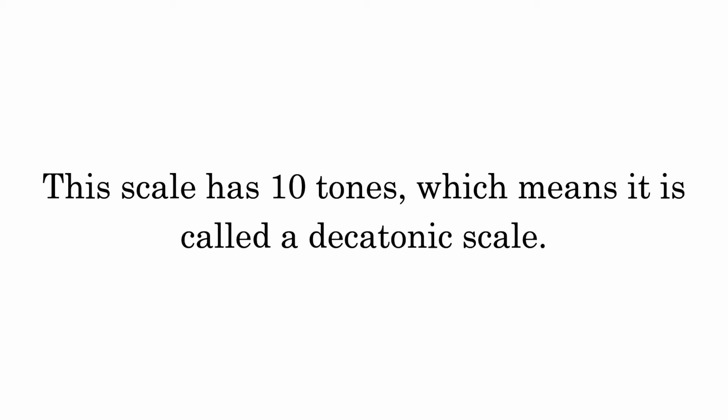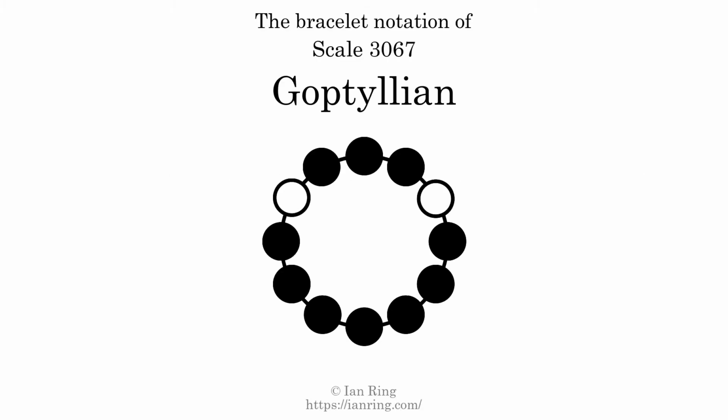This scale has 10 tones, which means it is called a decatonic scale. This is a bracelet notation diagram of scale 3067. The shaded circles represent tones that appear in the scale, and they are read clockwise, starting at the top.